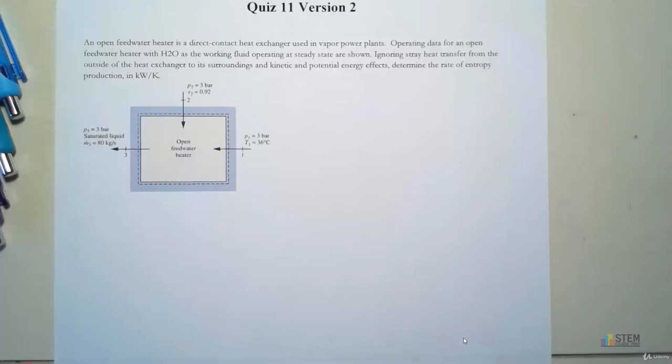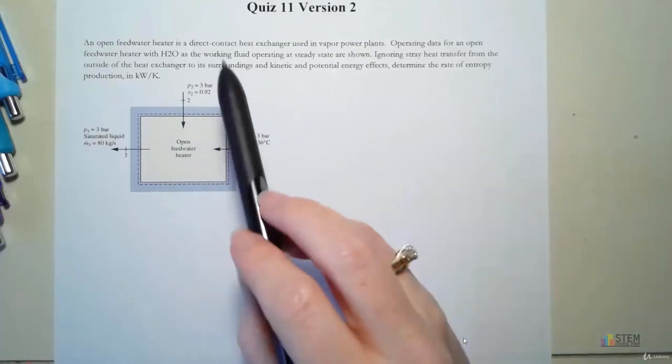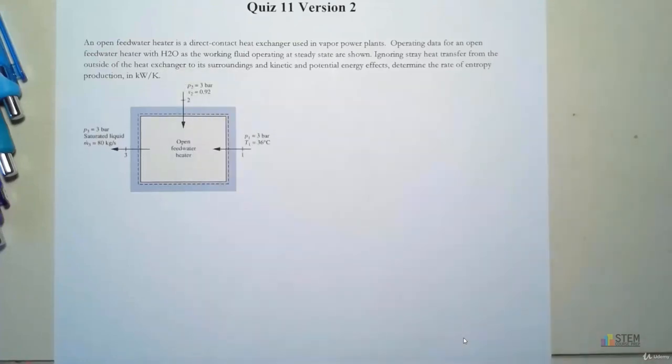For this problem, it says we have an open feed water heater, and that is basically a direct contact heat exchanger that's going to be used in vapor power plants. The operating data for an open feed water heater with water as our fluid operating at steady state is shown. All right, so that's going to be important that it's steady state.